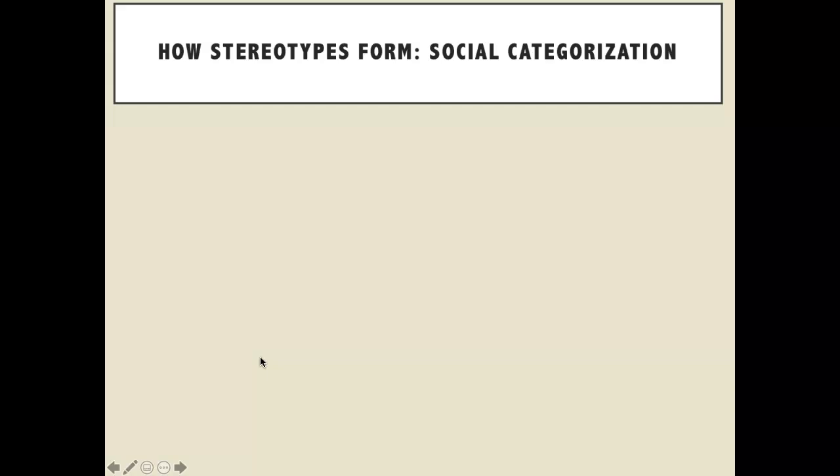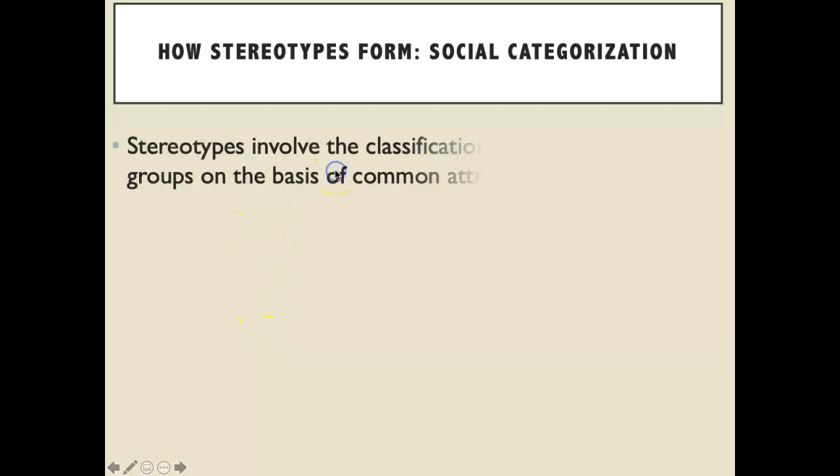So we need to talk about how stereotypes form. We talk about social categorization. Stereotypes involve classifying people into groups on the basis of common attributes. You have a stereotype about, you know, professors. That stereotype includes certain kinds of attributes about professors, and then we basically apply it to individuals. Sometimes stereotypes are a shortcut. We'll talk about racial stereotypes that people have toward African Americans, stereotypes that they might have toward any particular kind of group.